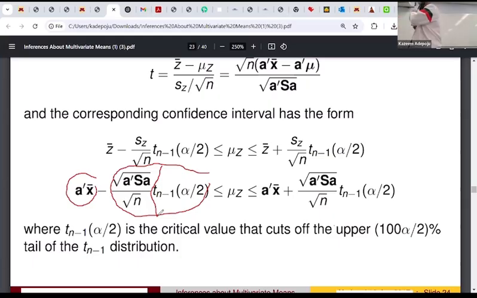You remember in univariate statistics, we normally have this, which is going to be this.